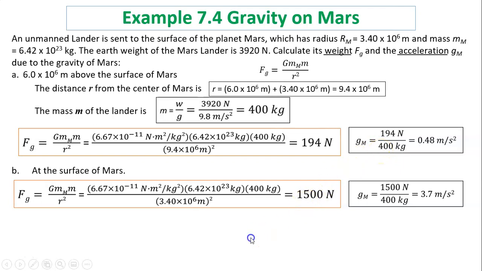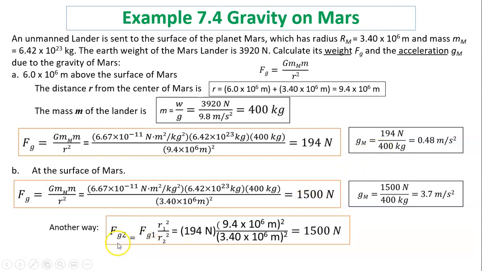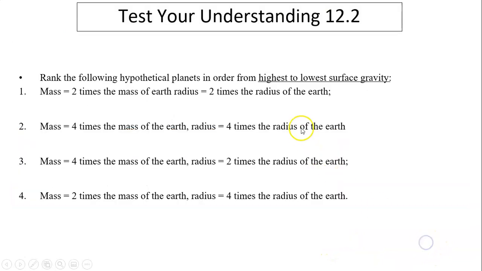Another way to find Fg is to use the relationship between Fg and r. They are inversely related, so this relationship holds: Fg2 is Fg1 times r1 squared over r2 squared. You also get the same answer.